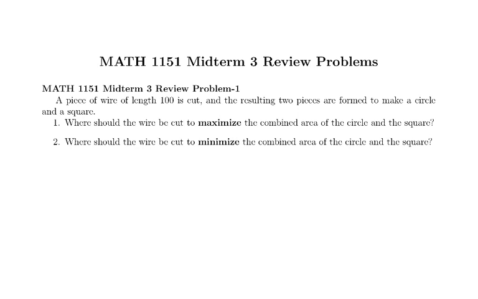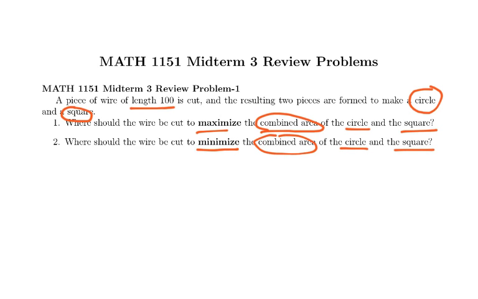So firstly we look at this problem on the optimization. We have a piece of wire of length 100 in total, and it is cut into two different pieces, and one piece is used to make a circle and the other part is to make a square. So we want to know where we should cut the wire to maximize the combined area of the circle and the square, and where we should cut the wire to minimize the combined area of the circle and the square.